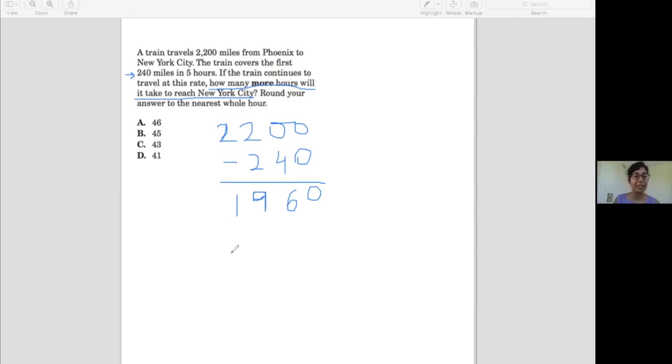So I can use that fact, right? The fact that hours to miles is always a stable ratio. The numbers may change, but the ratio between them is always stable, to set up an equation. Because I know that the ratio of 5 to 240 is going to be the same, identical, equal to the ratio of the mystery number of hours, right? What I'm looking for, my x, to the remaining number of miles, which is, again, I hope, 1960.